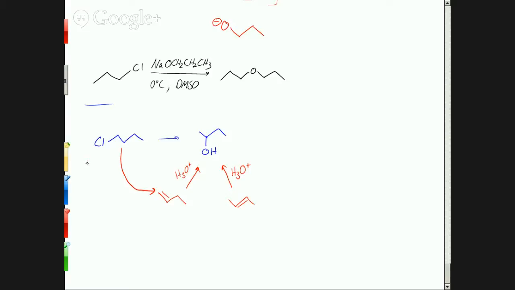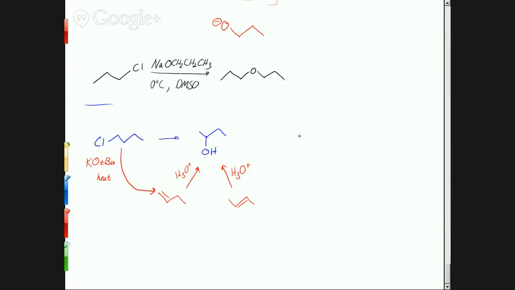Yeah, something like maybe this, KOtBu, right? That big bulky tert-butyl base. Because we can pick whatever we want, so why not pick the best elimination base around? I mean, this isn't the best, but this is a good one. And then maybe heat that up too, just to make sure, right? Because we can pick. So we now have a sequence of steps that allows us to synthesize that alcohol, that 2-butanol, from 1-chlorobutane.